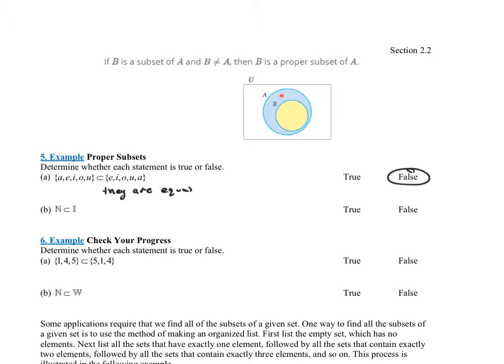So that's the first thing. Every natural number is an integer. So they are subsets. That's great. What's the second thing? Are they equal? Well, no, there's far more integers than there are natural numbers. So they are not equal. So if every natural number is an integer and they're not equal, then they are proper subsets. So that statement is true.